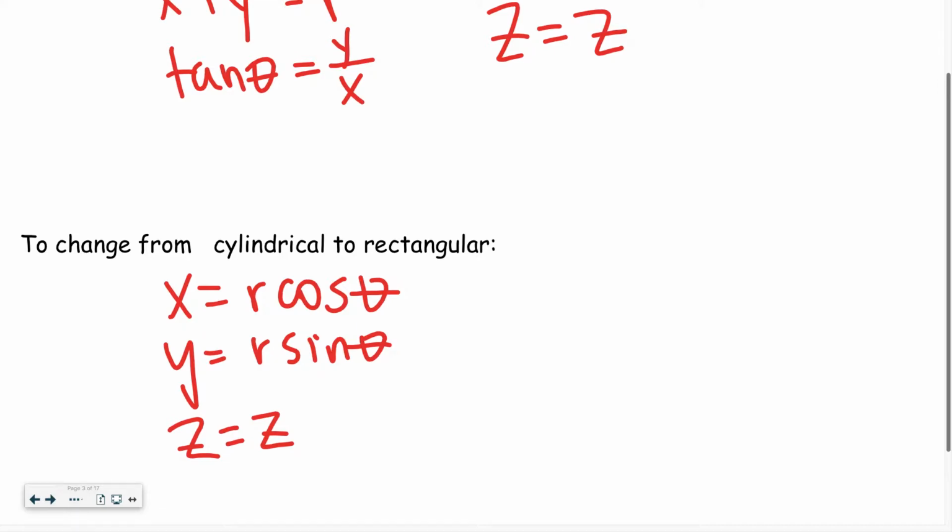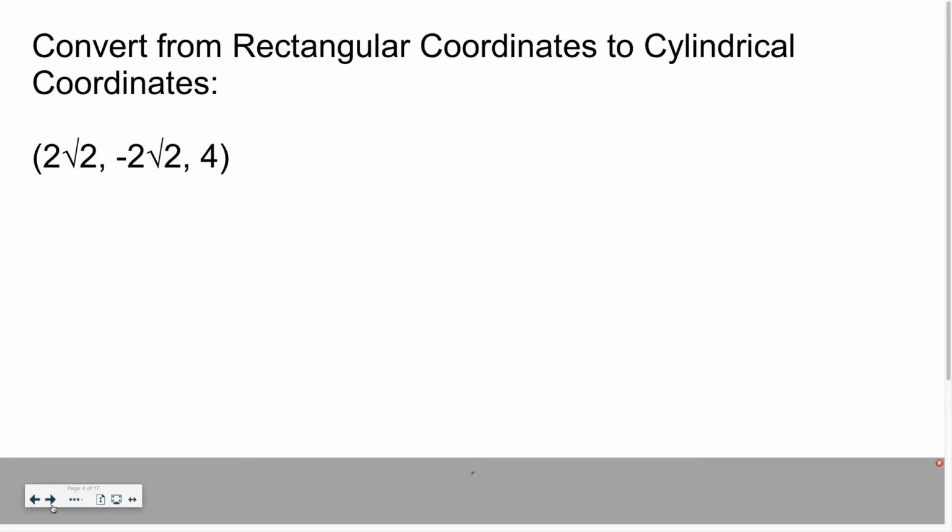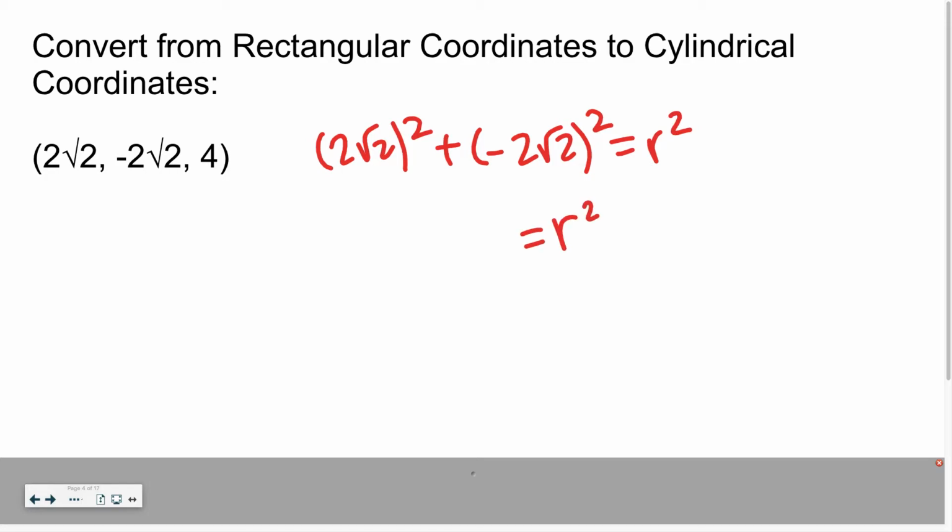Okay, so write down this coordinate. If this is x, y, z, then we need to take 2 radical 2 squared plus negative 2 radical 2 squared equals r squared. R equals 4.